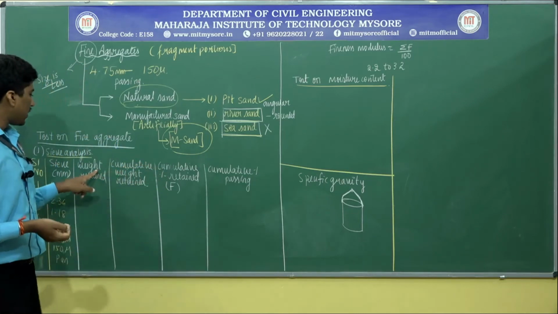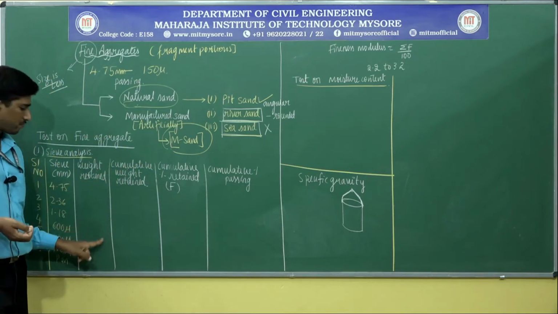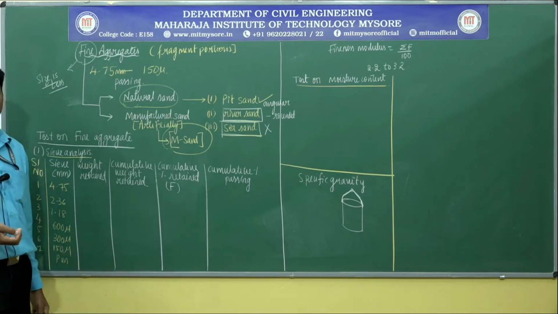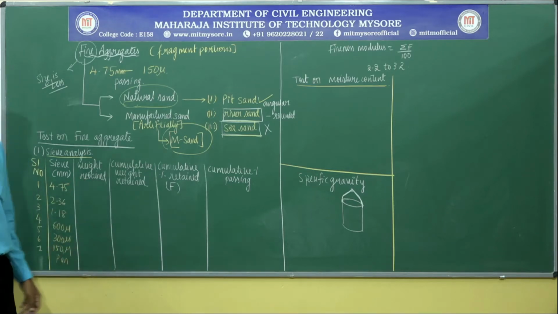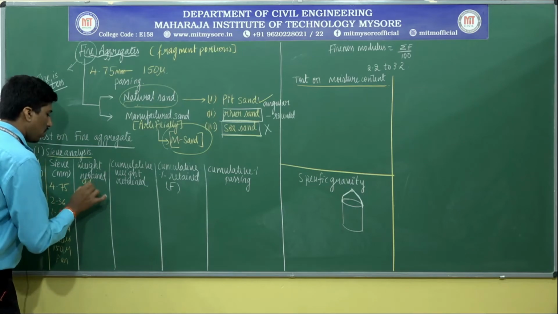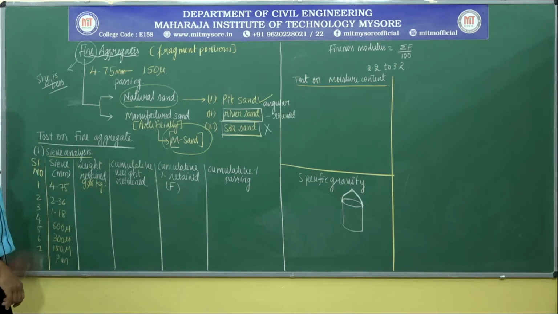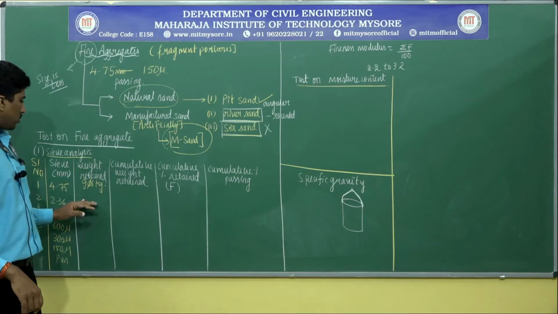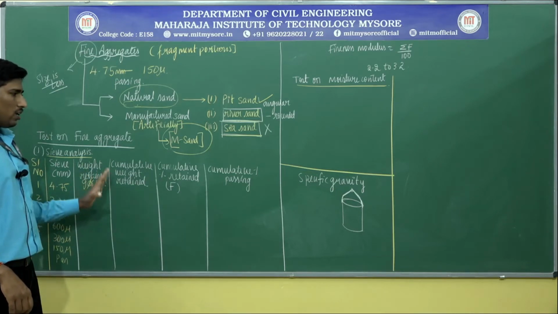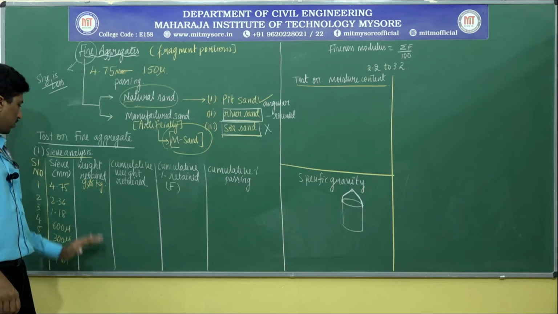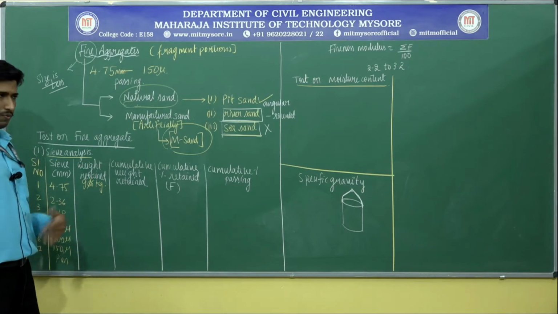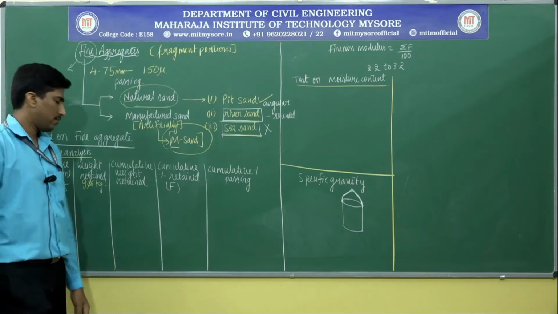That weight we call the weight retained. It is expressed either in grams or in kilograms. Next, once the weights of all these sieves are known, the process has to be repeated. Next is the cumulative weight retained.